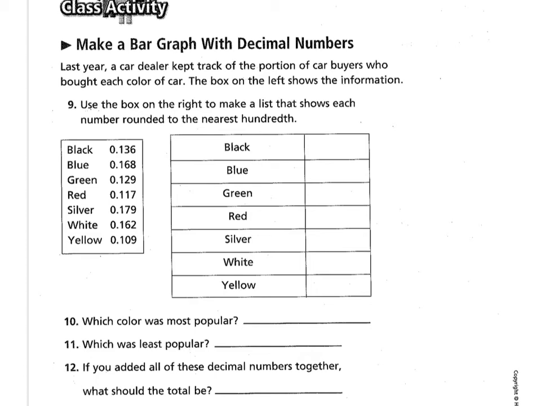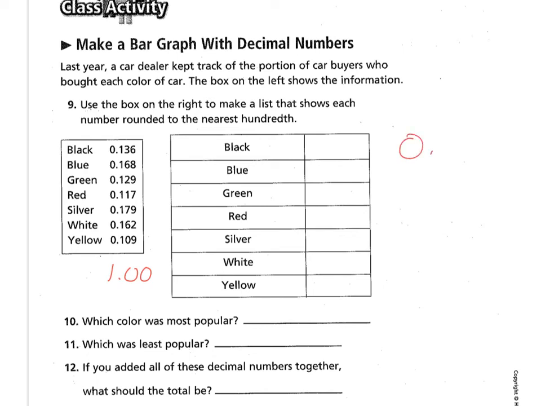So really quickly, we're talking about a portion of car buyers. So if I added all of these up, these should add up to one whole, which would be all of the car buyers. So we're talking about a portion here, not whole numbers of people who bought cars. So it says that we need to round to the nearest hundredth. So I'm going to do the black and the blue cars for you.